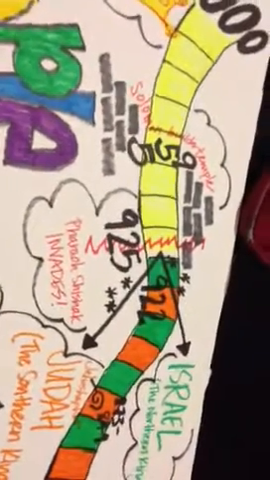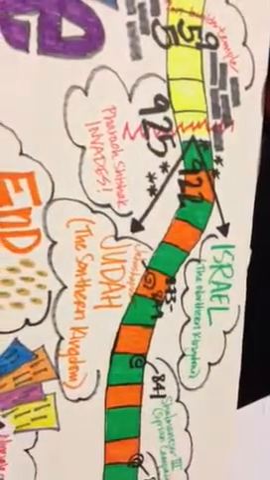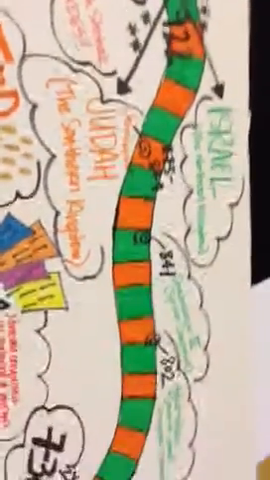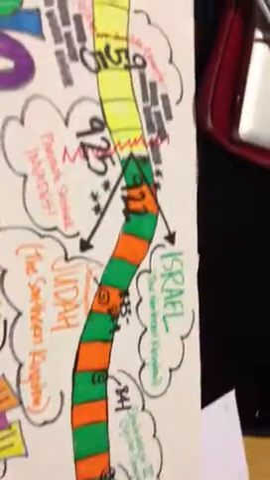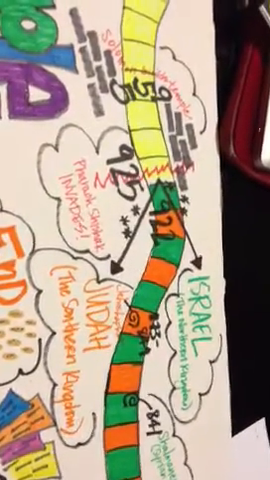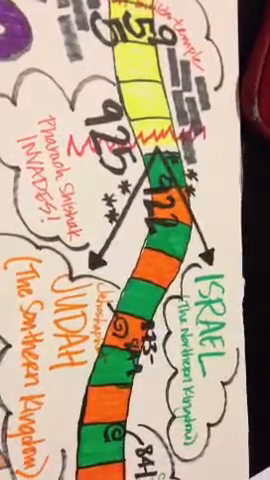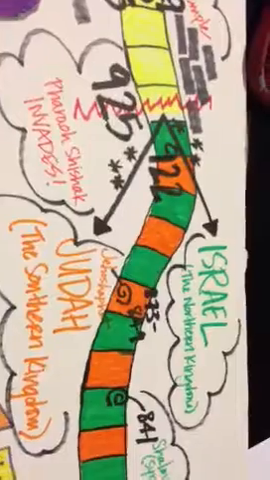922 is a big split between Israel, the northern kingdom, and Judah, the southern kingdom. What I then tried to do, if you look from 922 down through the 700s, is to divide the green squares into the northern kingdom and the orange squares into the southern kingdom. So we then see 873 to 849, Jehoshaphat, who's of the southern kingdom.